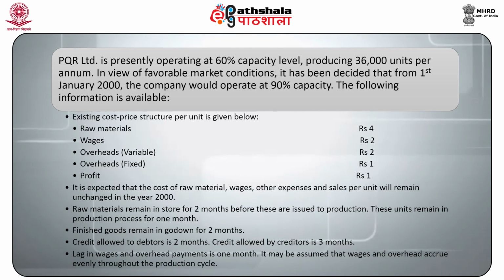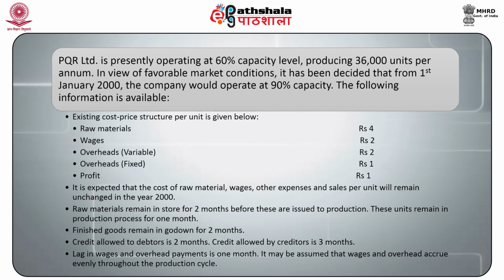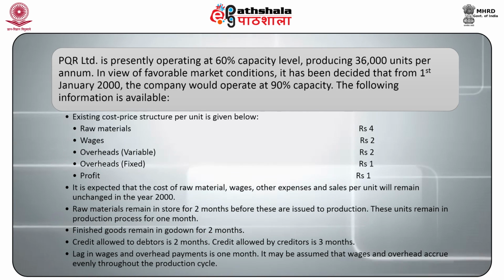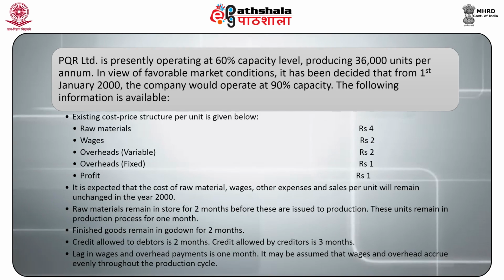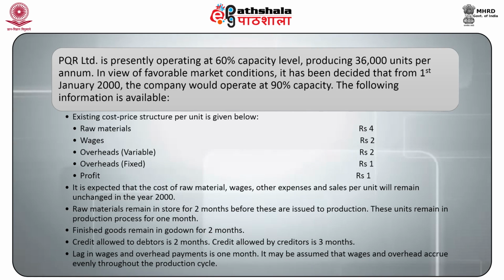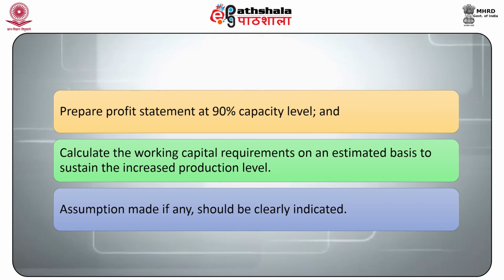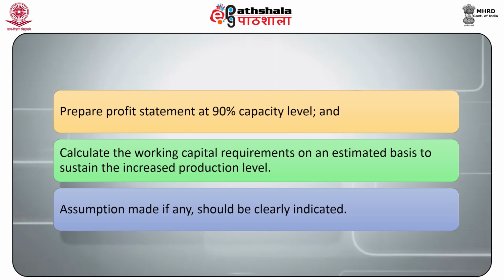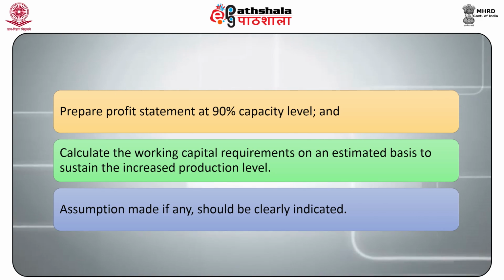Raw materials remain in store for 2 months before these are issued to production. These units remain in the production process for 1 month. The finished goods remain in the godown for 2 months. Credit allowed to debtors is 2 months. Credit allowed by creditors is 3 months. Lag in wages and overhead payments is 1 month. It may be assumed that wages and overhead occur evenly throughout the production cycle. You are required to prepare a profit statement at 90% capacity level and calculate the working capital requirements on an estimated basis to sustain the increased production level. The assumptions made, if any, should be clearly indicated.